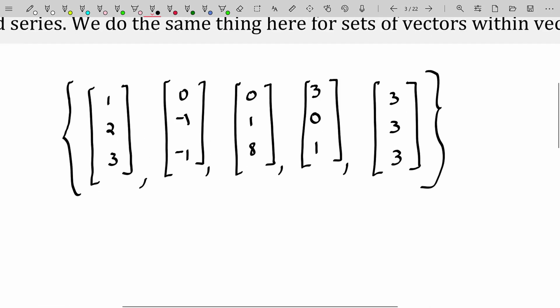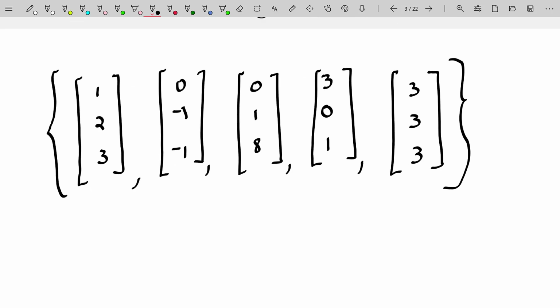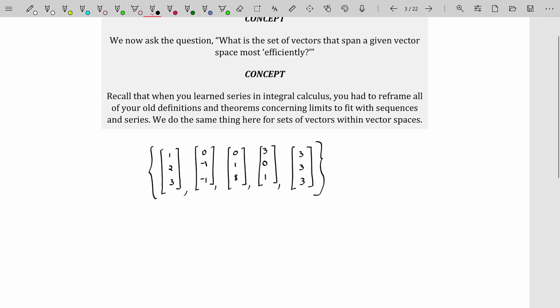We'd like to reduce the number of vectors in our spanning set down to the minimal number of vectors necessary to span our space, while at the same time maintaining the fact that our vectors actually do span the entire space. So that's really what we want to do. We want to optimize here.